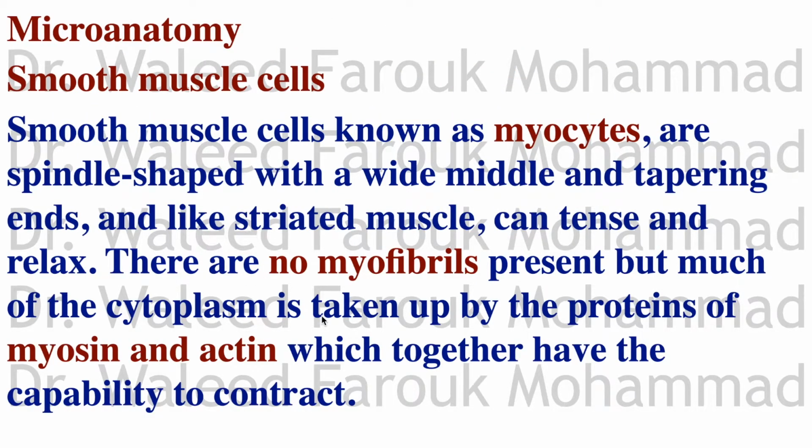The microanatomy of smooth muscles. The smooth muscle cell is known as the myocyte, and it's a spindle-shaped cell with a rounded nucleus. Spindle-shaped means wide in the middle and tapered at the ends. There are no myofibrils there. It doesn't mean that there is no actin and myosin. No, there is actin and myosin, but they are not arranged in a myofibril manner. The actin and myosin together have the capability to contract the muscle.